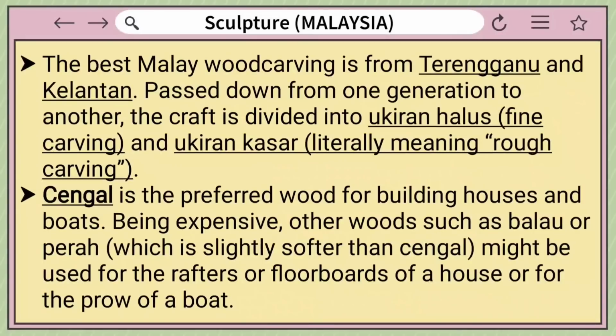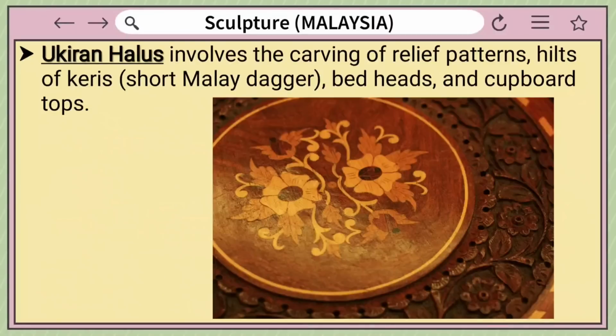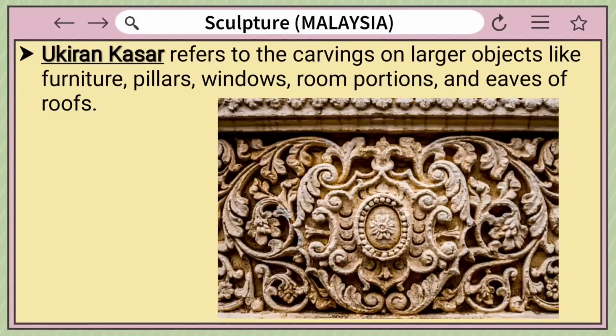Senggal is the preferred wood for building houses and boats. Being expensive, other woods such as balau or perah, which is slightly softer than senggal, might be used for the rafters or floorboards of a house or for the prow of a boat. Ukiran halus involves the carving of relief patterns, hilts of keris, short for Malay dagger, bedheads, and cupboard tops. Ukiran kasar, on the other hand, refers to the carvings on larger objects like furniture, pillars, windows, room partitions, and eaves of roofs.